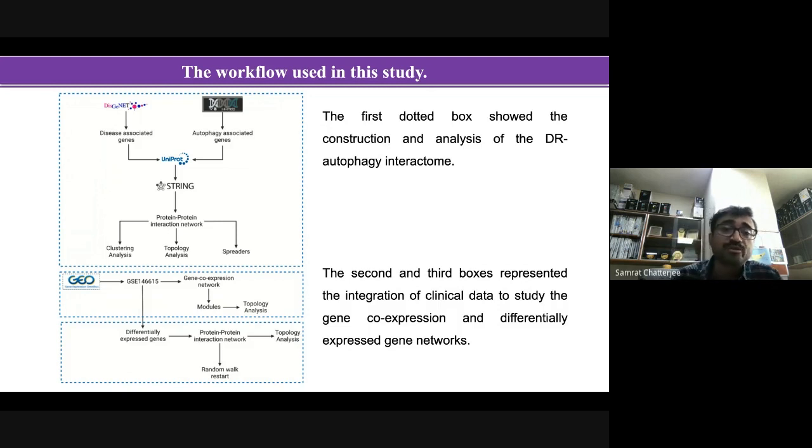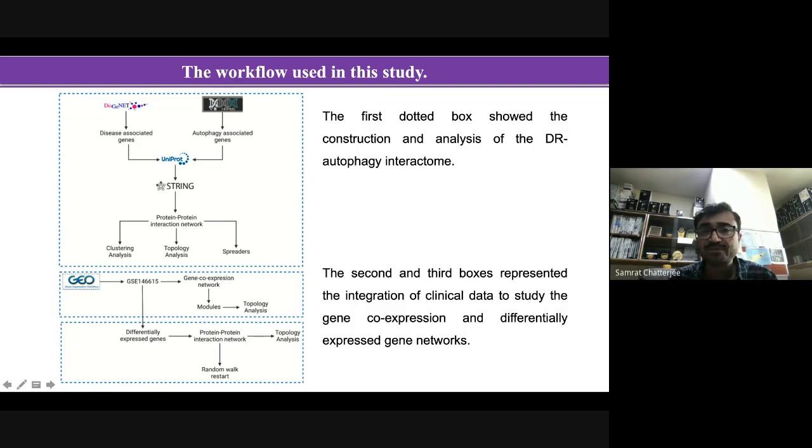So we used these two databases to build our own protein-protein interaction network. We used different analyses. I will not go into the details, but one can think of clustering analysis, topology, the hub nodes, closeness, betweenness, distances in the network, all those things. Then we used online data on DR. There are 7 or 8 patients with diabetes with DR, and the other 7 or 8 patients with diabetes without DR. We analyzed them and used the above protein interaction network to find the final target.